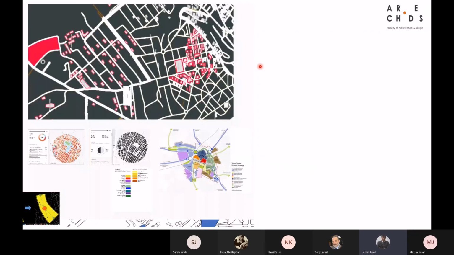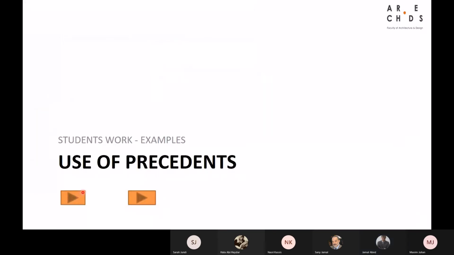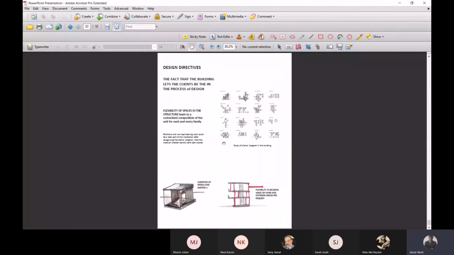Specimens of students' work. I'm sorry, I'm going to go very quickly. Maybe the use of precedents, and show you examples. I don't know which one this is, but let me see if I have time. If not, the set of examples on the use of precedents and program.